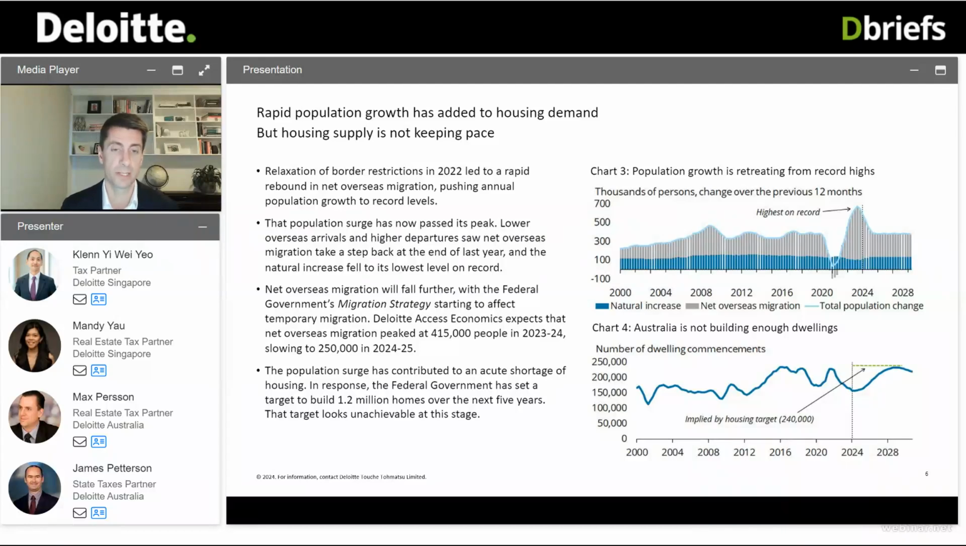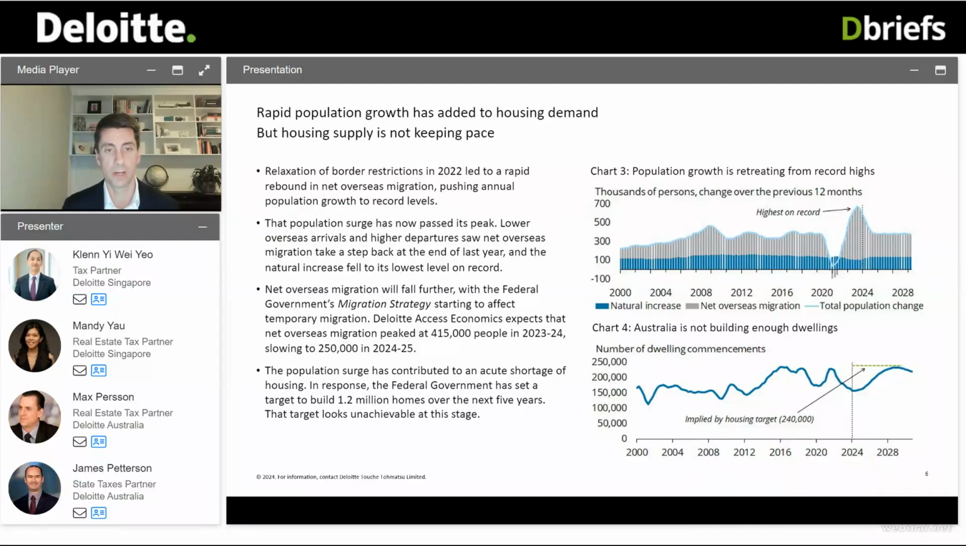Very high levels of net overseas migration have been at record levels, record highs, though that surge is now starting to fall, and we're now starting to see population growth heading back towards more longer-term average rates. What that surge in population growth has done, though, is put a very significant pressure on housing demand in Australia, and Australia is now currently facing a housing crisis.